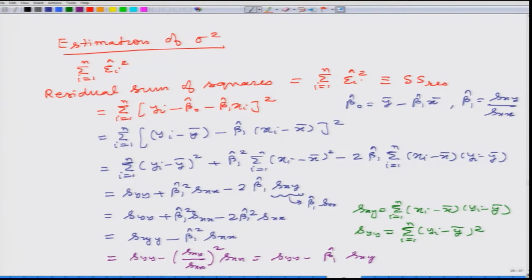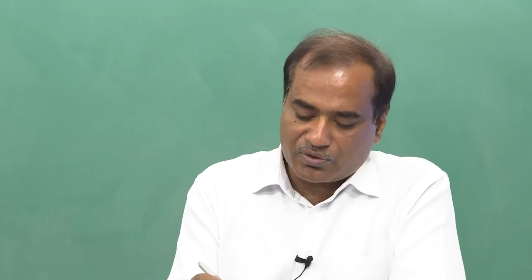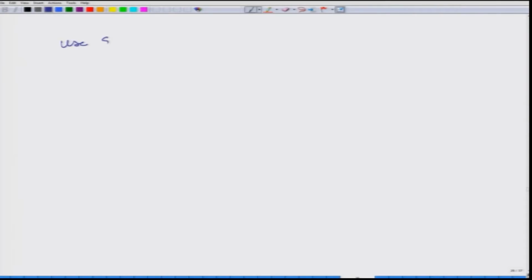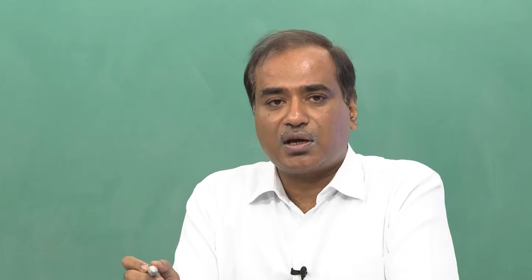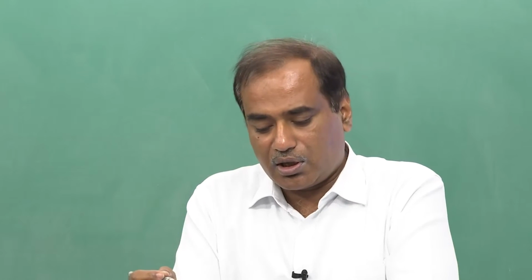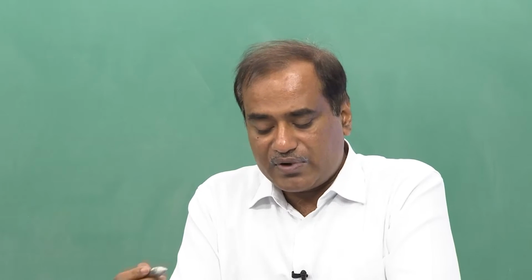Right. Okay. Now, our next question is how to obtain the estimate of sigma square. So, let us try to use sum of square due to residual to find out an estimate of sigma square. But before that we need to find out the distribution of yi.